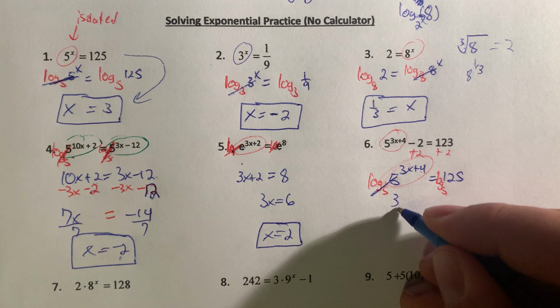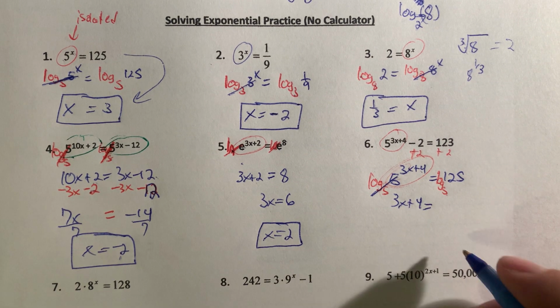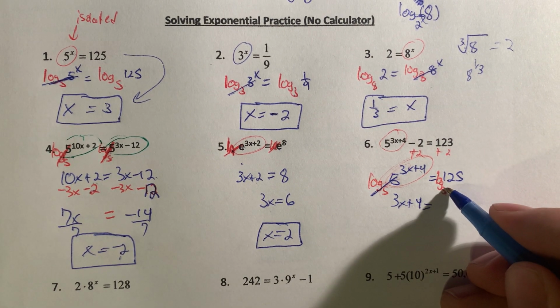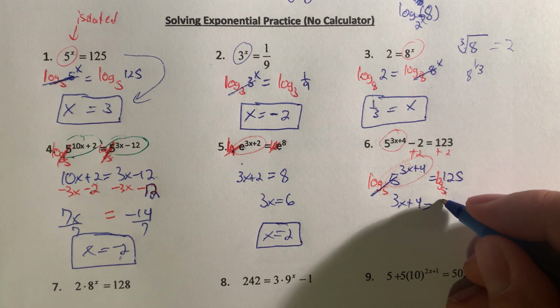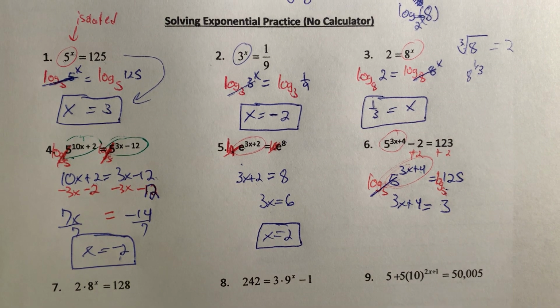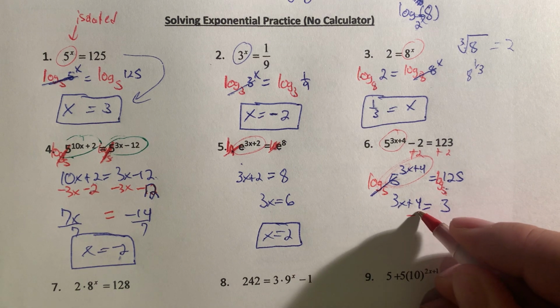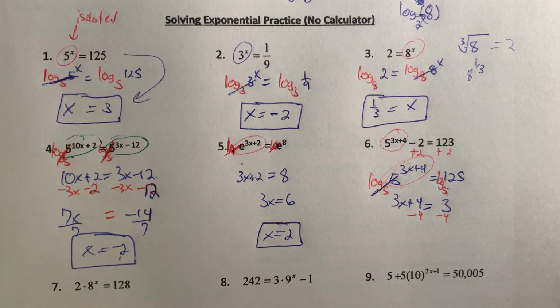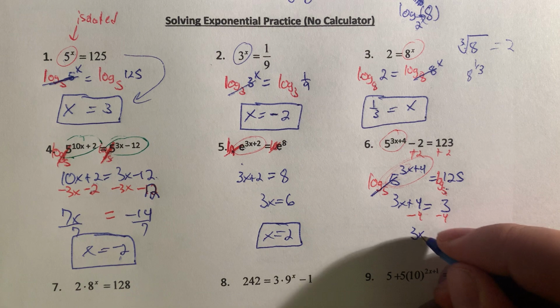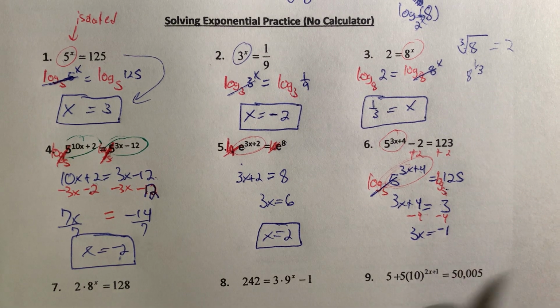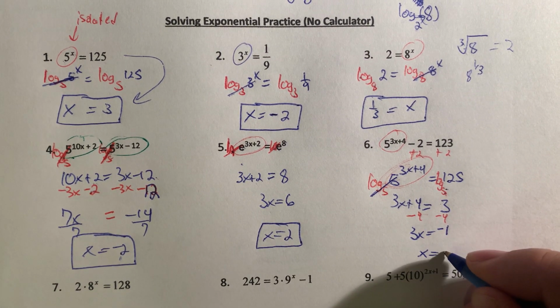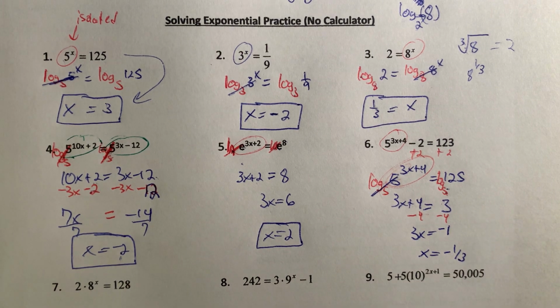And here, 3x plus 4 equals 5 to what power gets you 125? Well, that's 3. 5 times 5 is 25. 25 times 5 is 125. And now we're at a linear equation where we're just trying to get the x by itself. So there's a lot of algebra 1 skills going on today. And now we're dividing by 3. x is negative 1/3. Great.